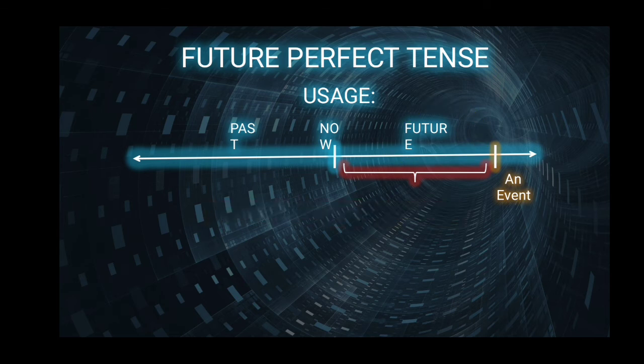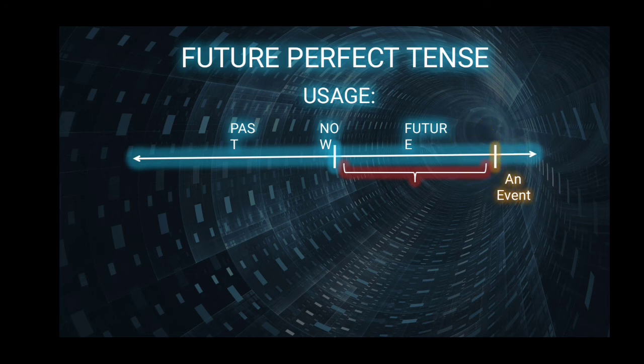Okay, this is where we are right now. All right? Now, this very moment. The line is intersected by two short bars, which is now. Okay, this is the first bar, which is the present. And then the second bar is an event, which is in the future.